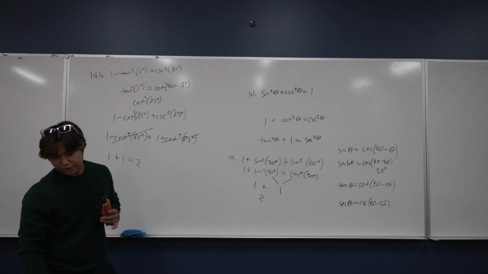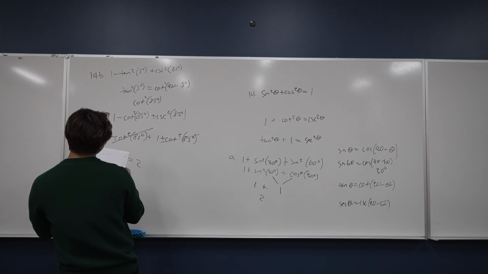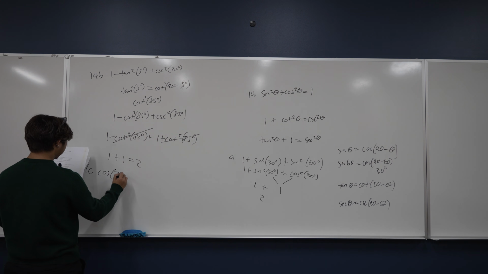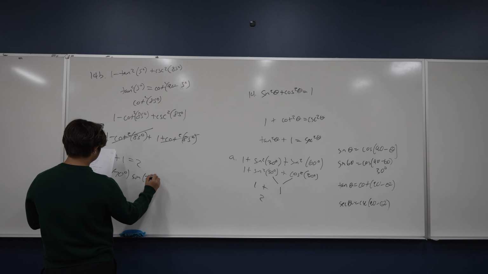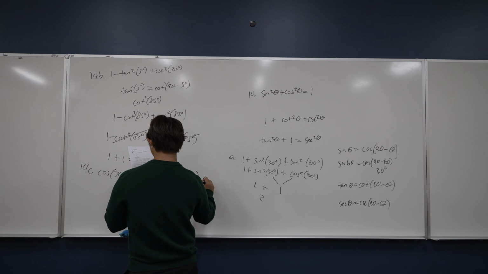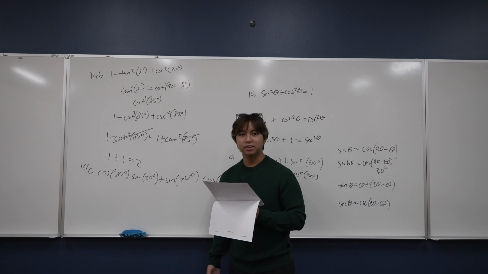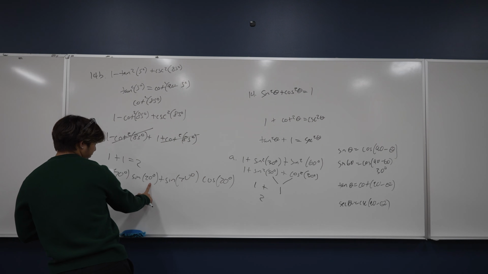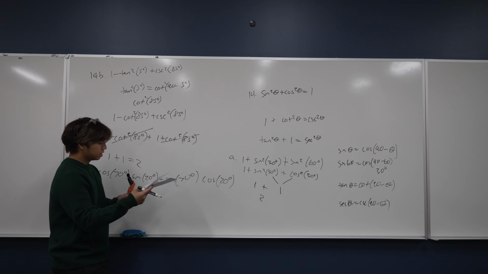14C. What do we have? We have cosine of 70 degrees, sine of 20 degrees, plus sine of 70 degrees, cosine of 20 degrees. Okay, yet another relationship thingy, right? What do we have? We have 70, 20, 90, right? 70, 20. Yet another 90.